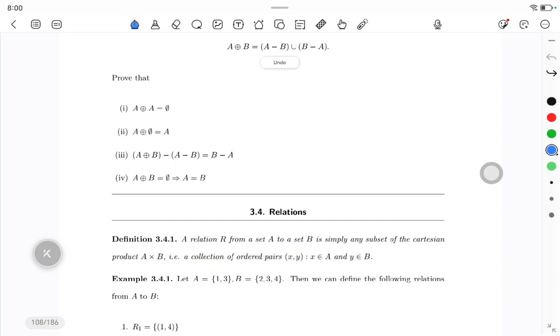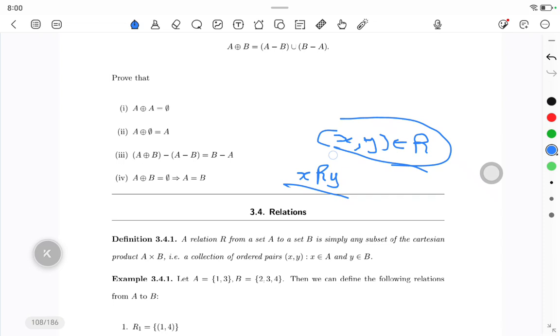Also remember that when we say that x is related to y, it can be written like this: x R y, or we can also say that (x, y) is an element of the relation R. This is the same thing as saying that the two of them are related. Sometimes it will come like this, sometimes like that, so we must know that we're talking about a subset of a Cartesian product.